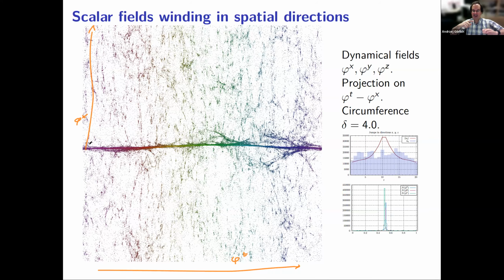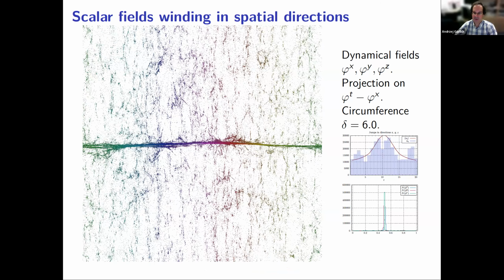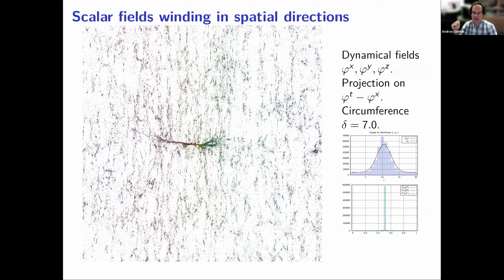Because phi x is required to wind once. Once we cross this threshold and delta is large enough, phi x becomes localized around some value. And the same is true for phi y and phi z. So we more or less understand why this happens. And we increase delta further, but then something strange happens.